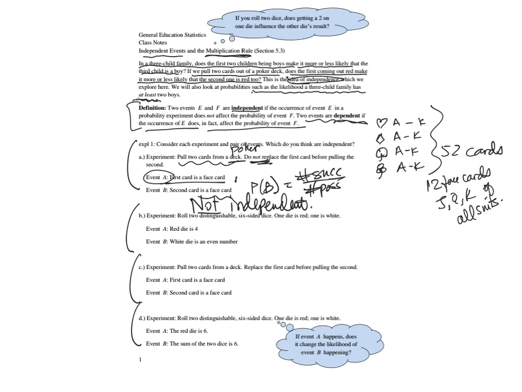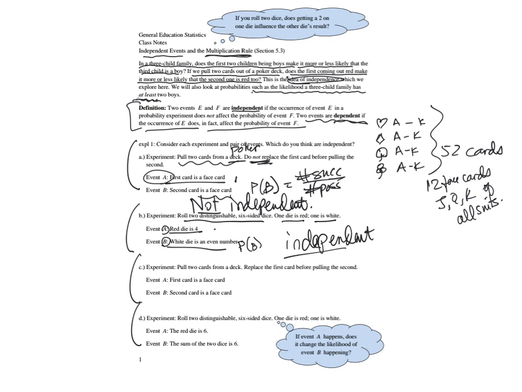Okay, for letter B, let's look at this. We're rolling 2 dice, one is red, one is white. Event A, the red die is 4. Event B, the white die is even. Now, it really doesn't matter what the red die is when you go to figure out the probability that the white die is even, right? The red die and the white die are totally different dice. So they're independent. One doesn't affect the other.